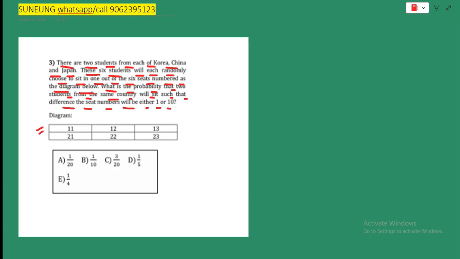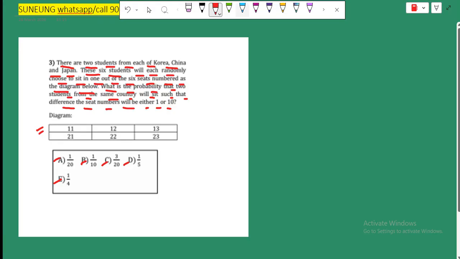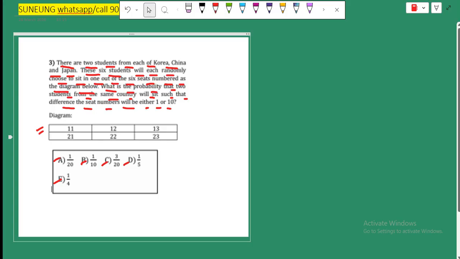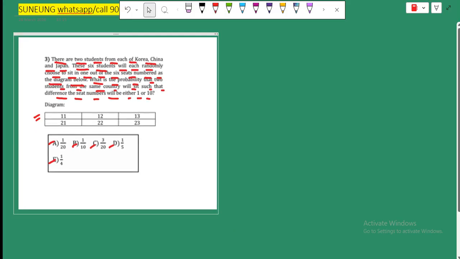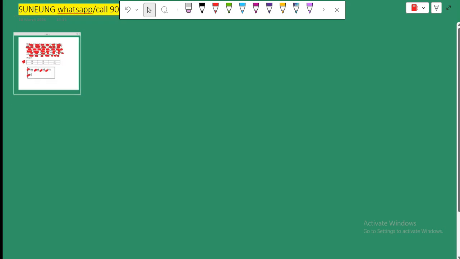And this is the diagram, and we have 5 options. Option A is 1 by 20, option B is 1 by 10, option C is 3 by 20, option D is 1 by 5 and option E is 1 by 4. Okay, so let's solve this together. We have to choose one correct option for this.